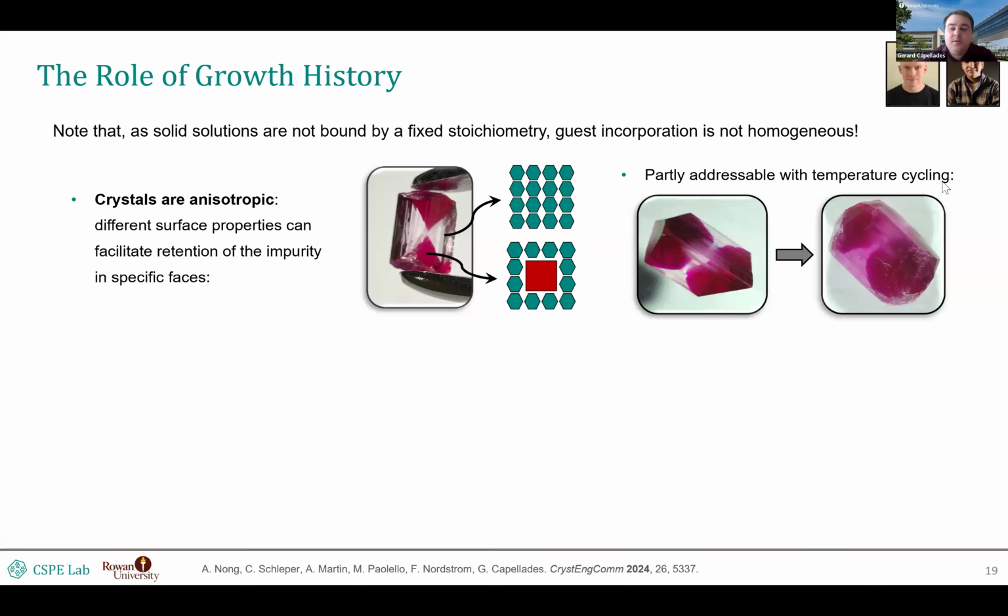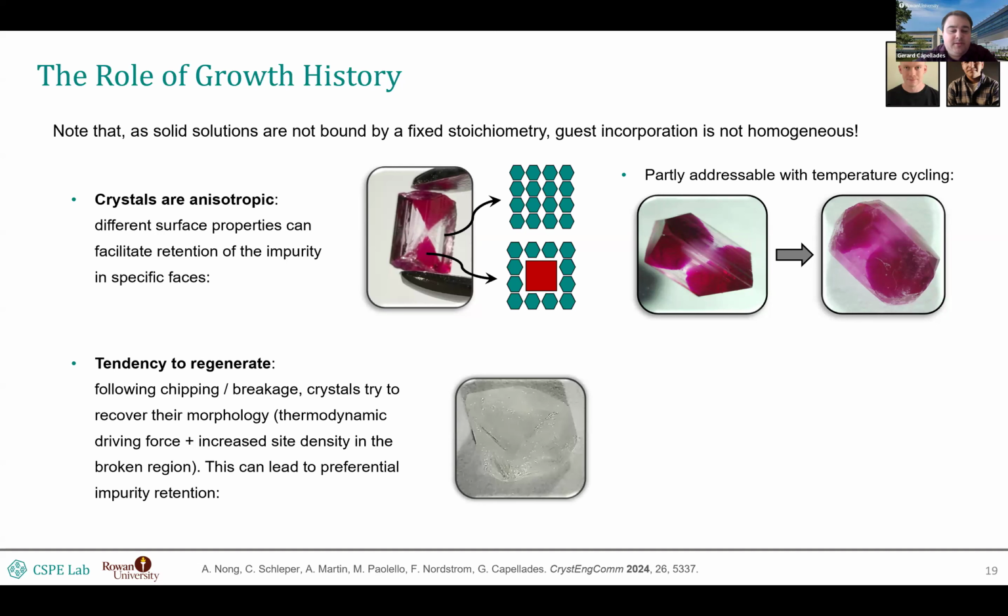You can basically prove that there's some miscibility throughout the entire lattice, and that the reason why they are forming these sort of hourglasses is really kinetics, right? It's the growth history of that material, right? You can also see that in crystals that regenerate, right?